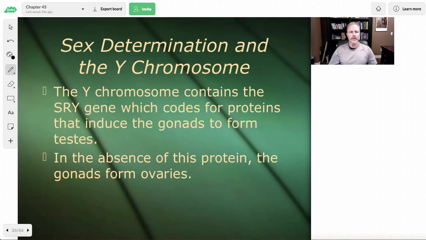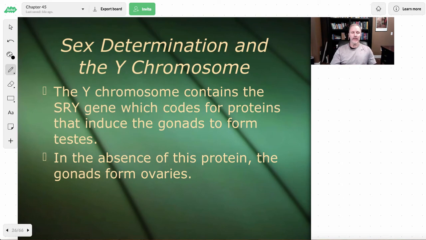Okay, in this discussion, we're going to talk about sex determination in the Y chromosome. And you guys had a reading that talked about how this whole thing was discovered. Basically, what we learned is that the Y chromosome contains the SRY gene, which codes for proteins that induce the gonads to become testicles.